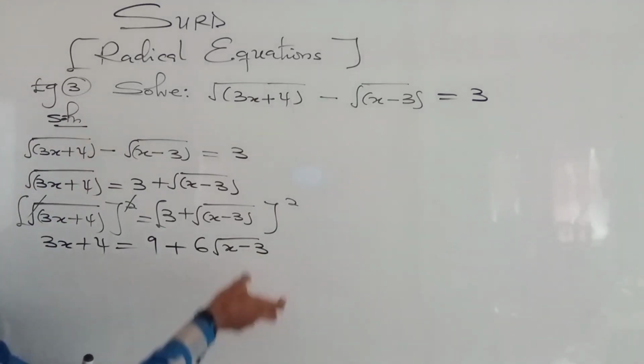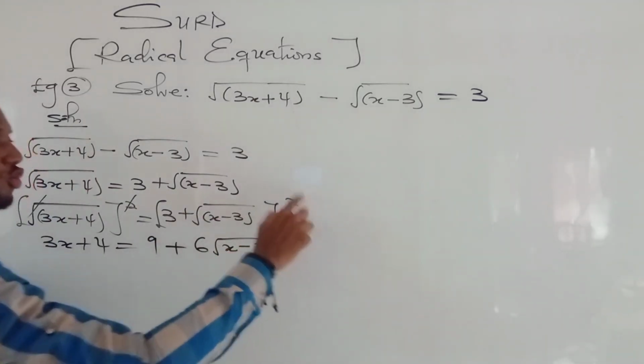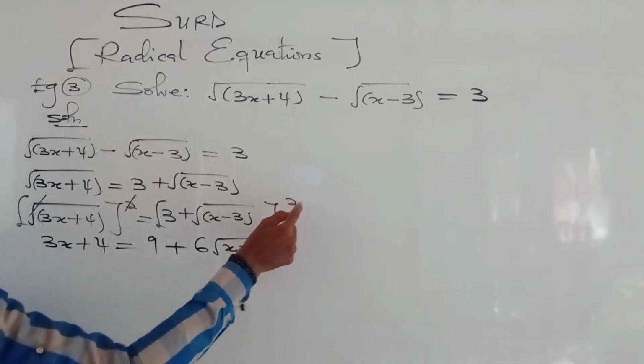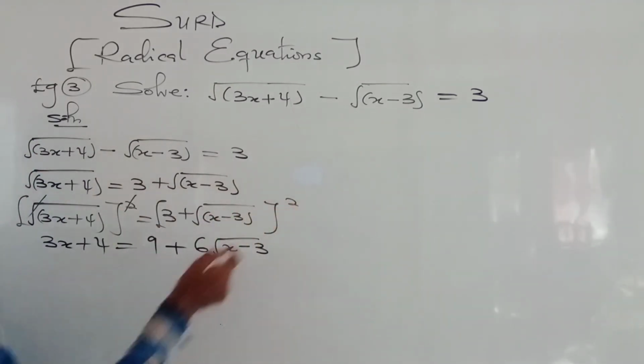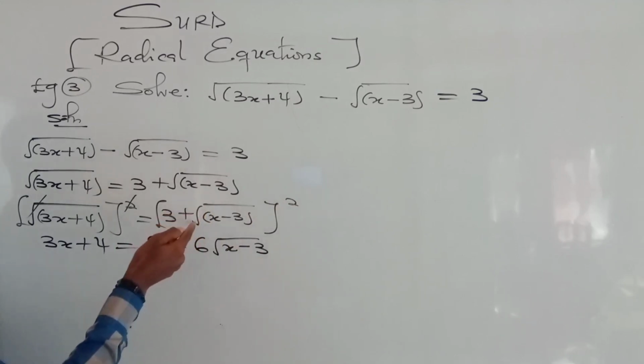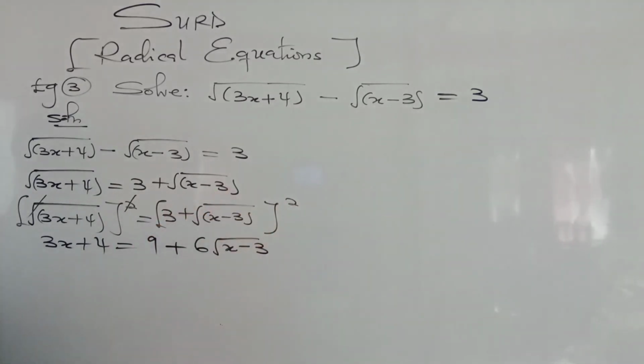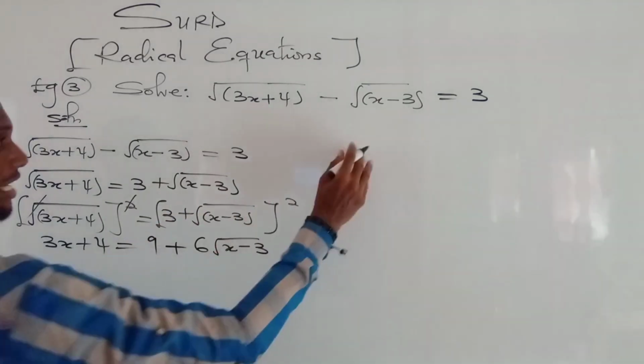Okay, now the next step is that this power 2 will square the last term. When the power 2 here squares the last term, it will cancel the square root sign away, which will leave us with s minus 3. Let me explain it here for you to see.